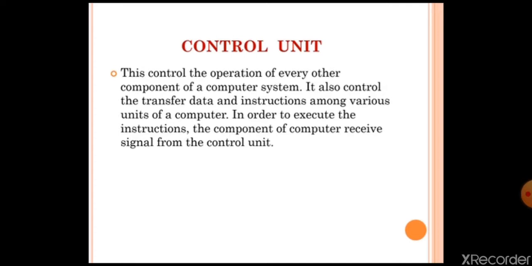Our last component of the CPU is the control unit. This controls the operation of every other component of the computer system. It also controls the transfer of data and instructions among various units of the computer. In order to execute the instructions, the components of the computer receive signals from the control unit.